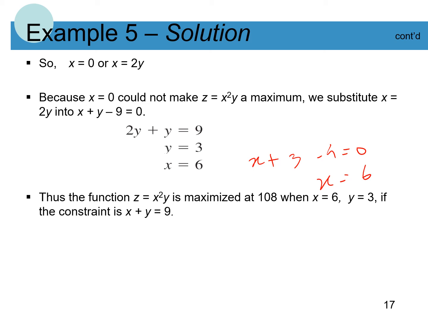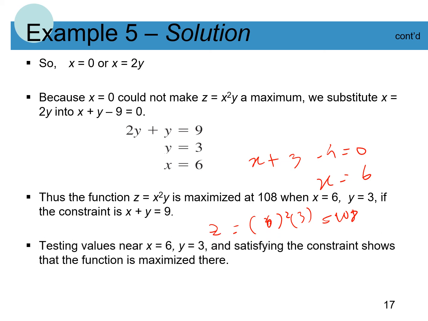Thus the function z is maximized at z equal to 6 squared times 3, which is equal to 108. Therefore, this function is maximized at 108 when x is equal to 6, y is equal to 3, if the constraint is x plus y equal to 9.